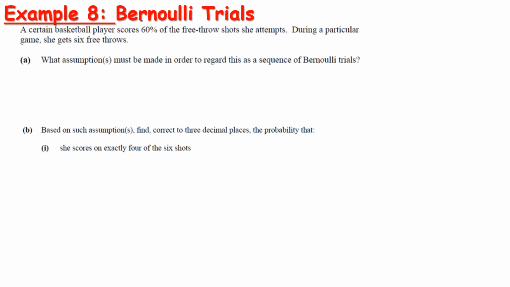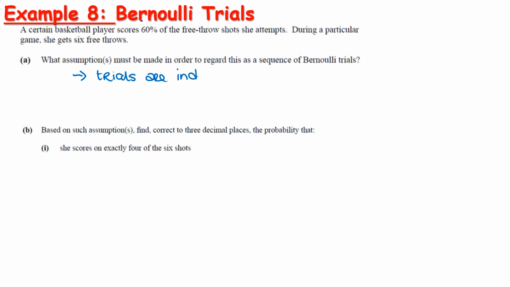Example 4.8, Bernoulli Trials. A certain basketball player scores 60% of free throws in the shots she attempts during a particular game. She gets 6 free throws. What assumptions must be made in order to regard this as a sequence of Bernoulli trials? The things that they didn't tell us that we would have to assume: well, that each trial is independent. So trials are independent. They don't affect each other.